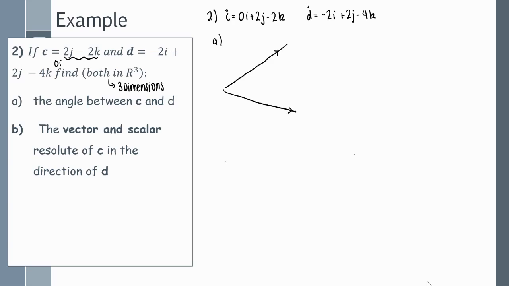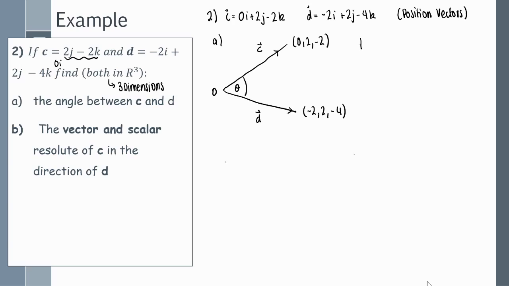So like I said, you don't need to sketch them on a 3D plane as such, so you just sketch them anyhow you like. We know that these are position vectors because it doesn't tell you where they start from. So we have vector C from the origin to the point 0, 2, minus 2. Vector D will be from the origin to the point minus 2, 2, and minus 4.